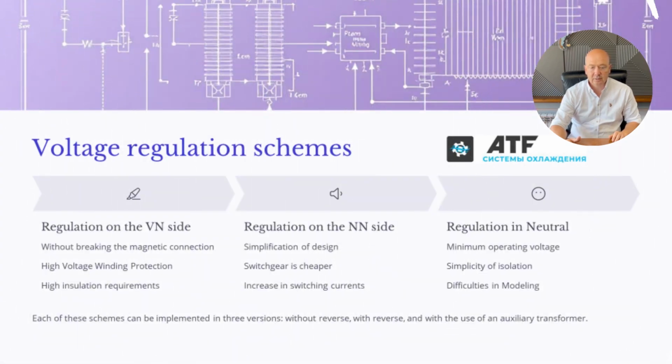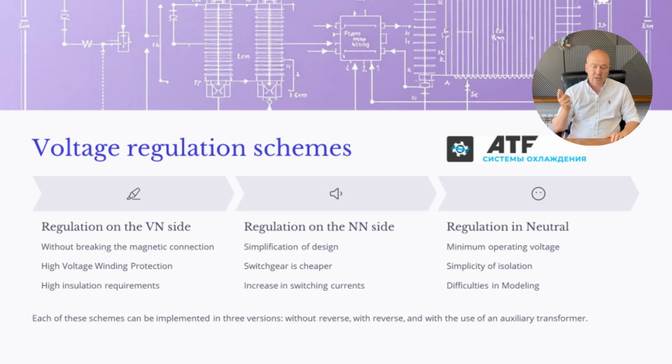Voltage regulation scheme. On the high voltage side, options: without reversal, with reversal, or using an auxiliary transformer. Advantages: regulation without breaking magnetic coupling, protection of the high voltage winding, possibility of use in medium and high voltage class transformers. Disadvantages: high requirements for switching equipment and insulation, more complex circuit and tank design.